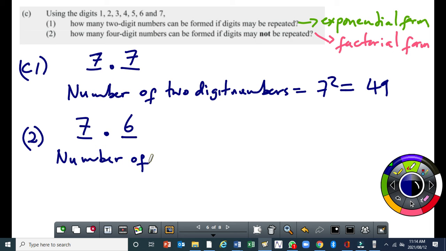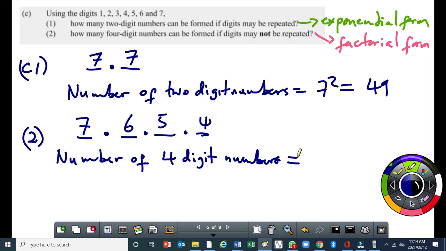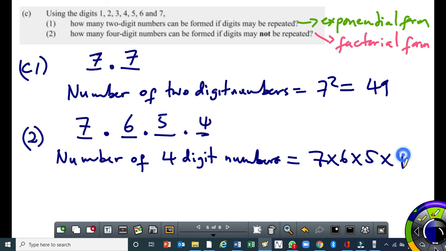So the number of 4-digit numbers: we can do a calculation. This will be 5, and that will be 4. Then we use the fundamental counting principle. You can get the answer by multiplying 7 by 6 by 5 and then by 4. What answer do you get? 840. This is one way.